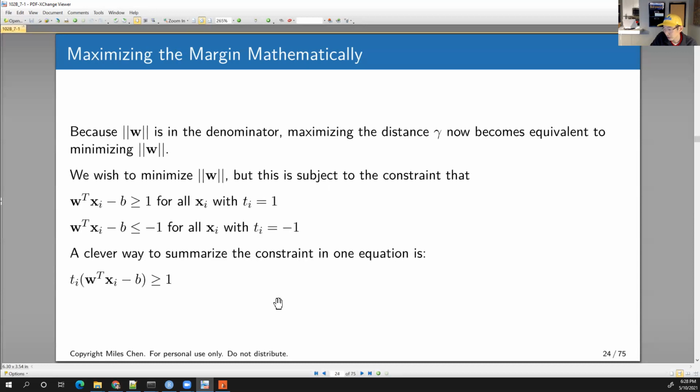All right, now we want to maximize this distance gamma, and that's equivalent to minimizing the norm of w. Right, so we want to minimize the norm of w. But we have this constraint that says whatever w we pick, it's got to be such that w transpose x minus b is greater than or equal to 1 for all of the objects labeled 1. And w transpose x minus b has to be less than or equal to -1 for all of the objects labeled -1.